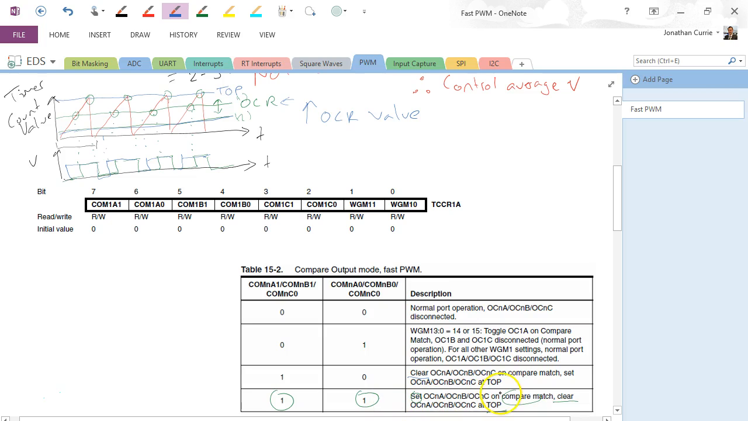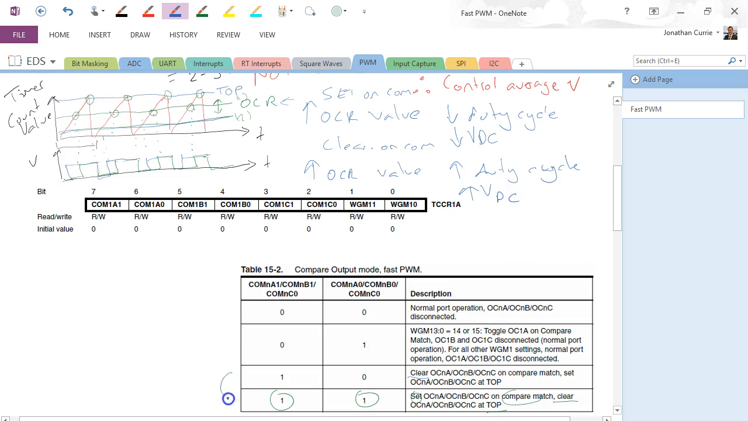If we're operating on the set on compare match, the higher the OCR value, the lower the duty cycle, and therefore the lower the DC voltage. Correspondingly, if we clear on compare match, the higher the OCR value, the larger the duty cycle, and the larger the average voltage on the output pin.